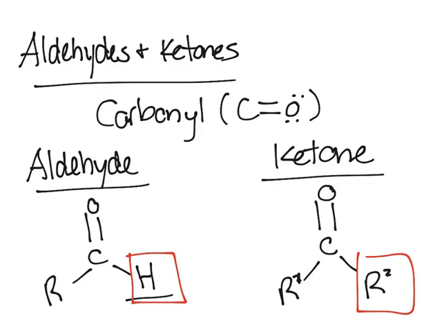Maybe an example of that could be O, CH3, H, and then a ketone could be something like O, CH3, CH3. Really simple. Next we're going to talk about a carboxylic acid. It looks pretty similar to an aldehyde and a ketone.